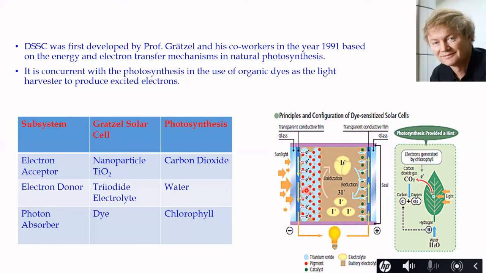If we compare photosynthesis with this device, the electron acceptor of photosynthesis is carbon dioxide, in the DSSC device, titanium dioxide. The electron donor of photosynthesis is water, for the DSSC device, triiodide electrolyte. The photon absorber in photosynthesis is chlorophyll, and in DSSC, it's a dye.